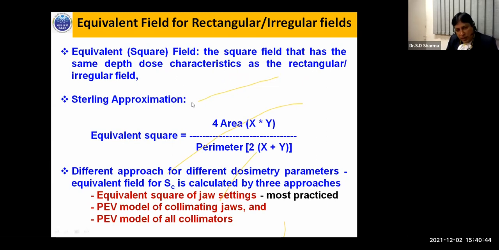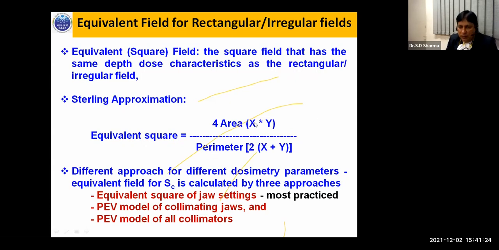Sterling approximation is very useful, very simple to use, but this approximation has limitations. If the elongation ratio, usually we say length by width ratio, is more than 2 to 3, then probably this approximation does not give you the required value of the equivalent square. So we have to switch over to many other recommended approaches, but in day-to-day practice, we use the Sterling approximation only. This says that the equivalent square for a given rectangular field or even irregular field will be equal to 4 into area by perimeter.